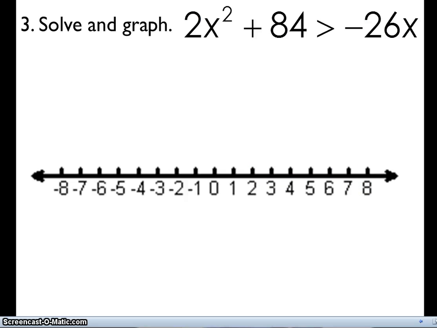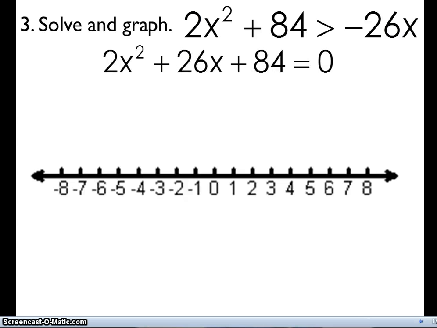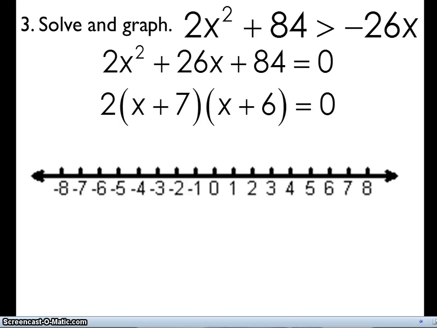Problem number 3. So we're going to change this to an equal sign and get everything to one side so your squared term is positive. All right, when factoring this one, we should always keep our eyes peeled for a GCF. And I see that this one does have a GCF, so we're going to factor that out. Now put each factor equal to 0 and solve.